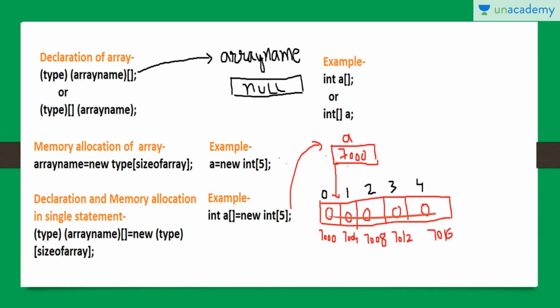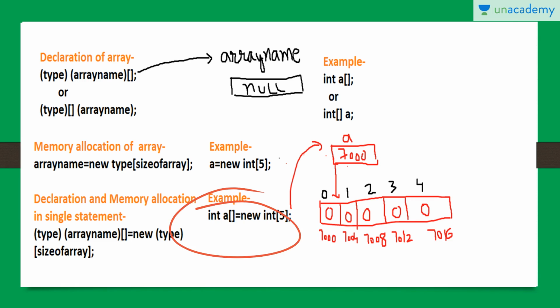Now we can also declare and give memory in just a single statement. You can see here I have declared an array, and along with that I am also initializing the array. So it is doing declaration and memory allocation in a single statement.